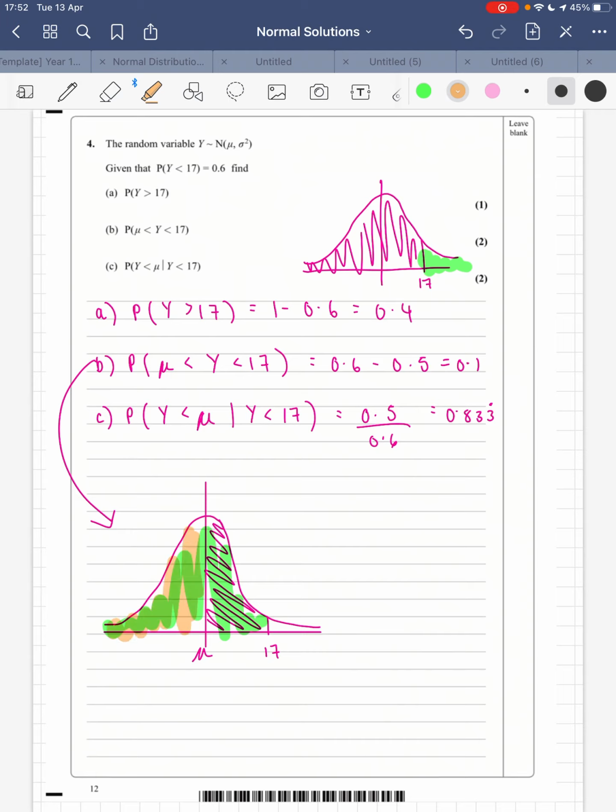This orange part has a probability of 0.5 because it is half of the distribution, which is why I did 0.6, which was the probability that y is less than 17, which we were given in the question, subtract 0.5, which gives us a probability of 0.1. So this squiggly part here that I scribbled on has a probability of 0.1.